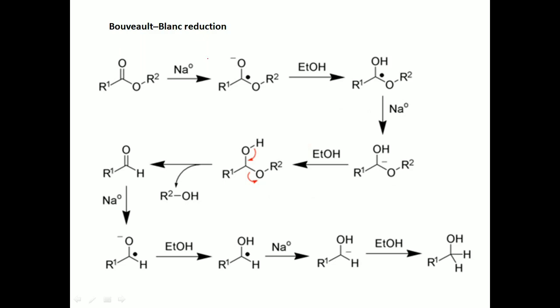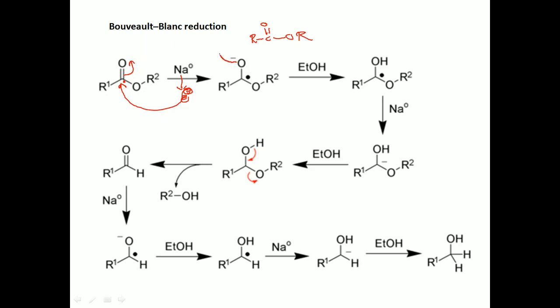In the Bouveault Blanc reduction, this ester molecule gives an alcohol. Actually, this carbon carries a positive charge. The sodium releases electrons. This electron attacks this positively charged carbon, so by gaining an electron, it becomes a radical. Electrons are transferred to oxygen, so it carries a negative charge.